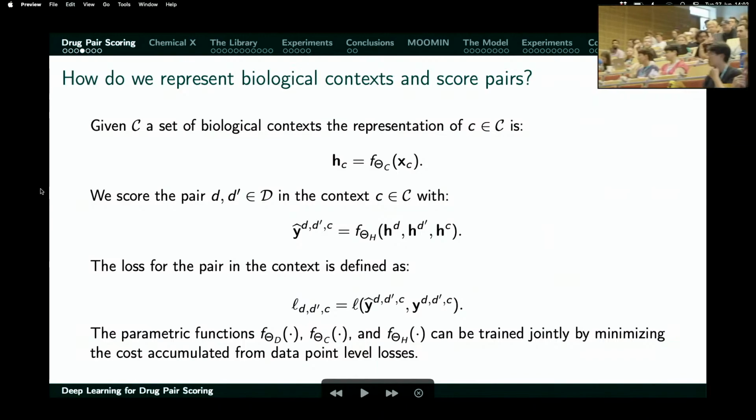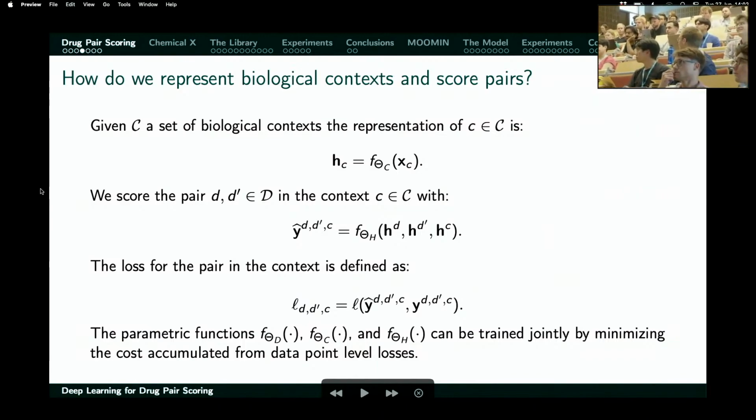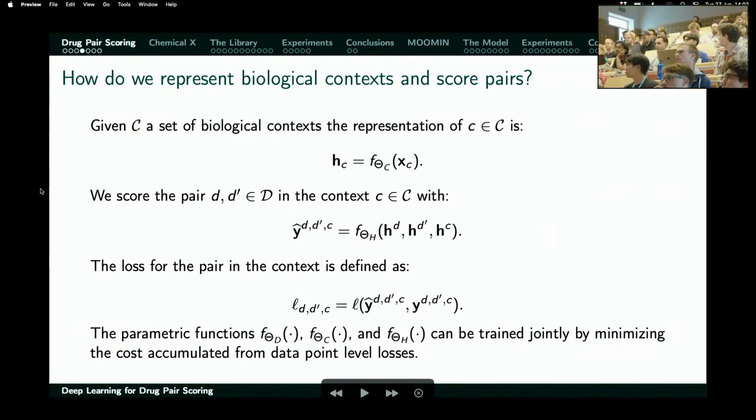I'm actually a little bit confused. Could you please define all the variables? Like in the previous slide, I think there was an M.